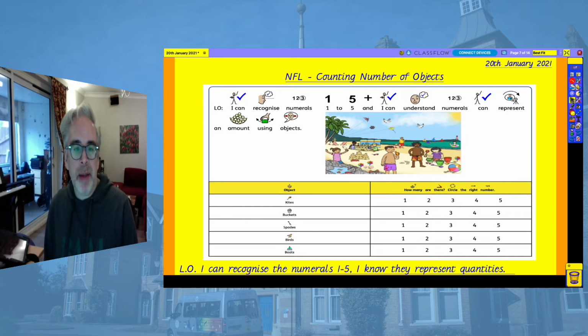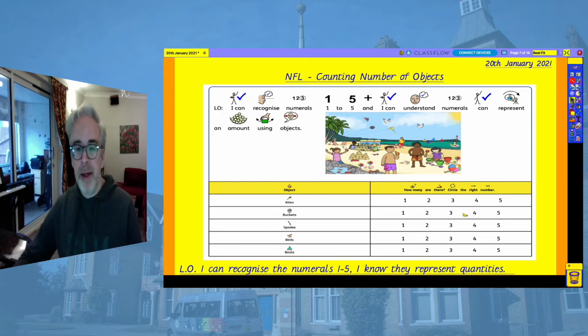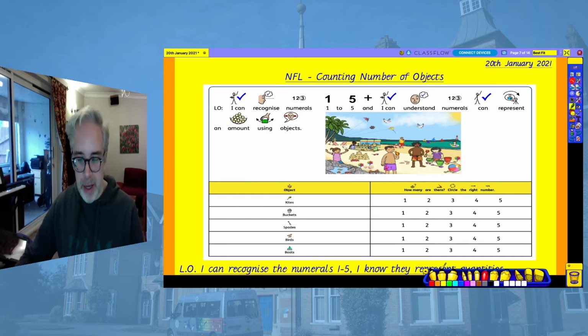Now, what we want you to do is recognize the numbers 1 to 5. If you have a little look down at this section here, you can see that the numbers 1 to 5 are written down. What you need to do is look at what the object is here. So for example, we've got kites. So what I'm going to do is go ahead and do that. We are looking at kites. So how many are there? Can you circle the right number?